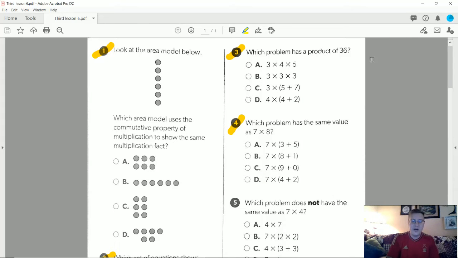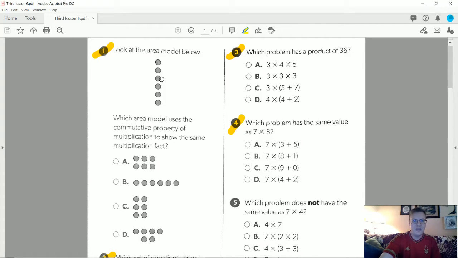So let's go ahead and take a look at the problems. There are a few lessons that have problems that have actual typos or misprints in them. And so number 6, when we get there, is one of those problems. So let's go ahead and take a look at number 1.